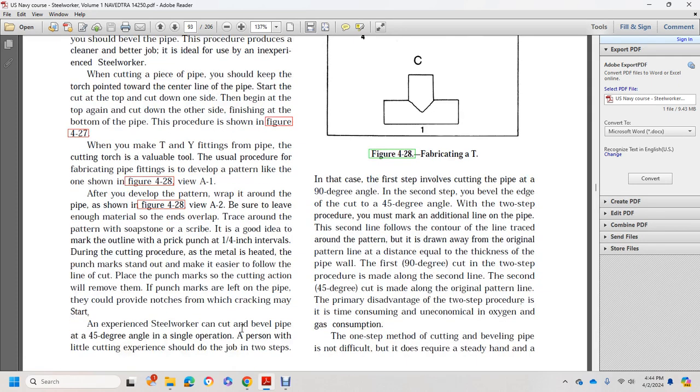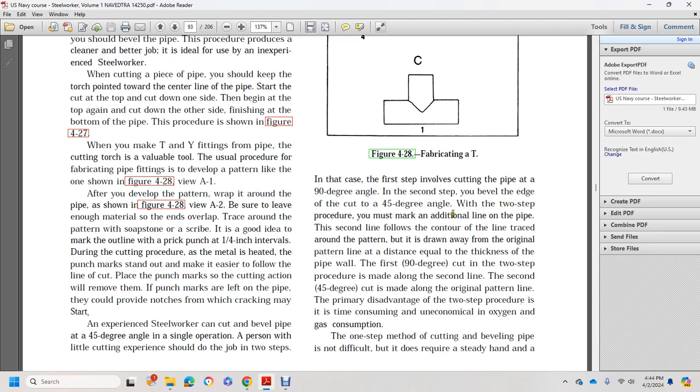If the punch marks are left on the pipe, they could provide notches for cracks to start. An experienced steelworker can cut and bevel the pipe at a 45-degree angle in a single operation, but a person with little cutting experience should do the job in 2 steps. The first step involves cutting the pipe at a 90-degree angle. The second step is to bevel the edge of the cut at a 45-degree angle.